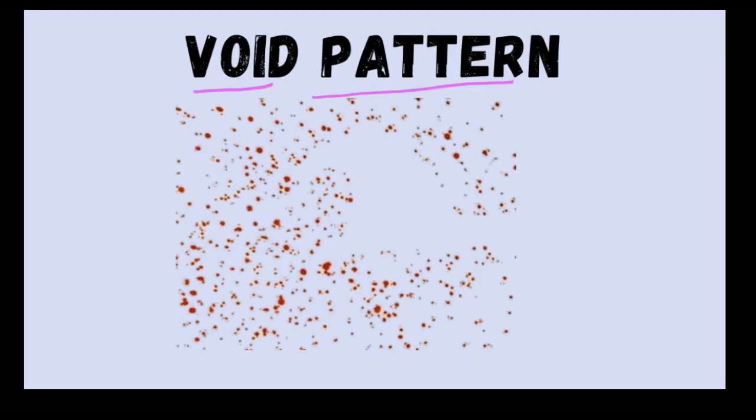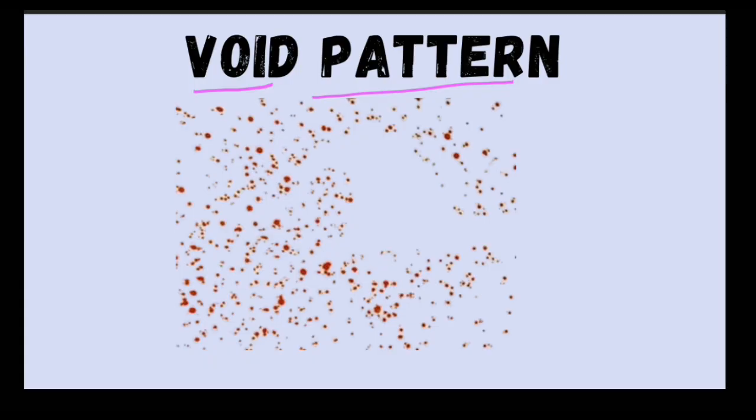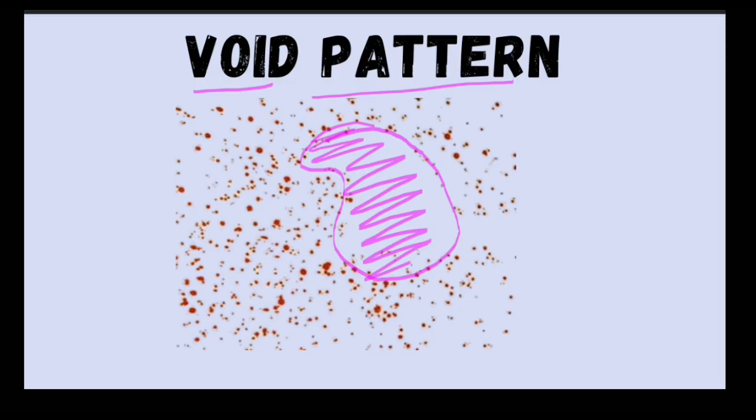Fine. Then the void pattern. Void pattern is formed when something is removed from its space. There must be something, a flower vase or anything. So this must have been removed from its place, and the pattern formed is the void pattern.